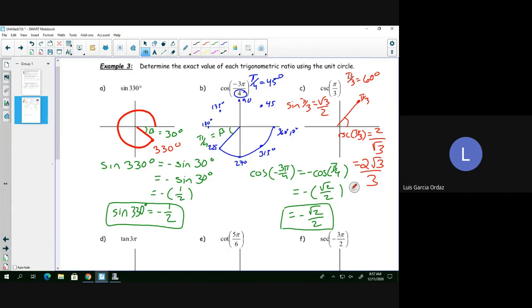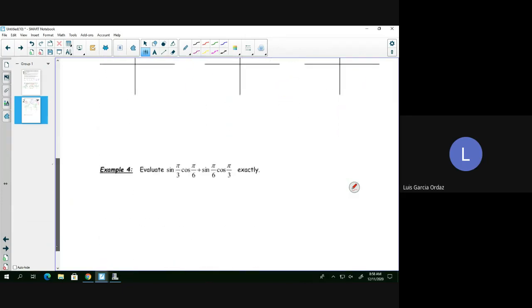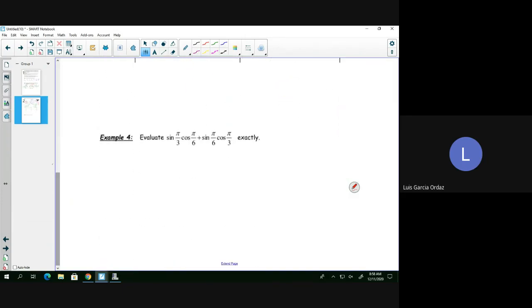And then let's do our last question, 5 pi over 6. You guys can do D, E, and F on your own as extra practice. I know you wrote it in the lesson on Wednesday, but try to do it again and see if you get the same answer using the unit circle and what we just did today. So our last question is this one over here. These questions are really easy. Just know your special triangles, and you should be fine.